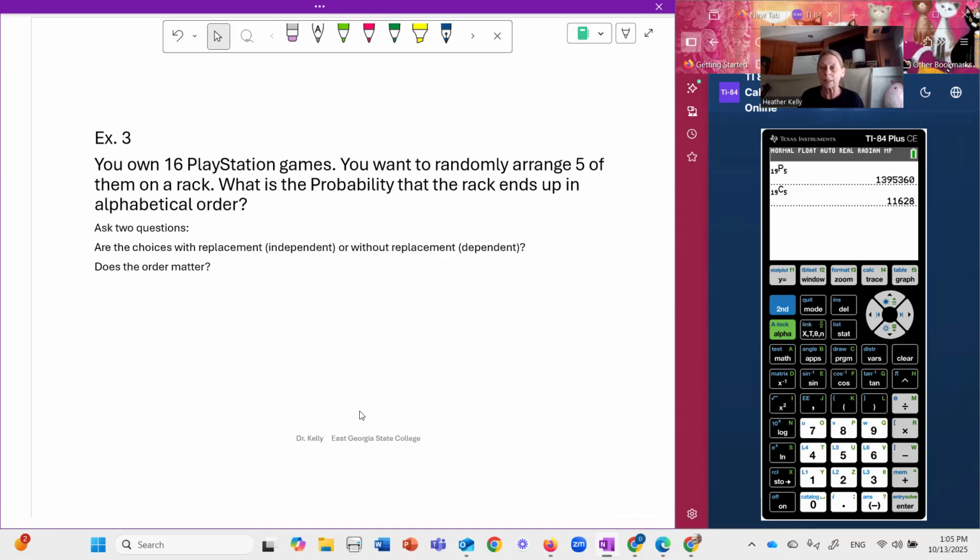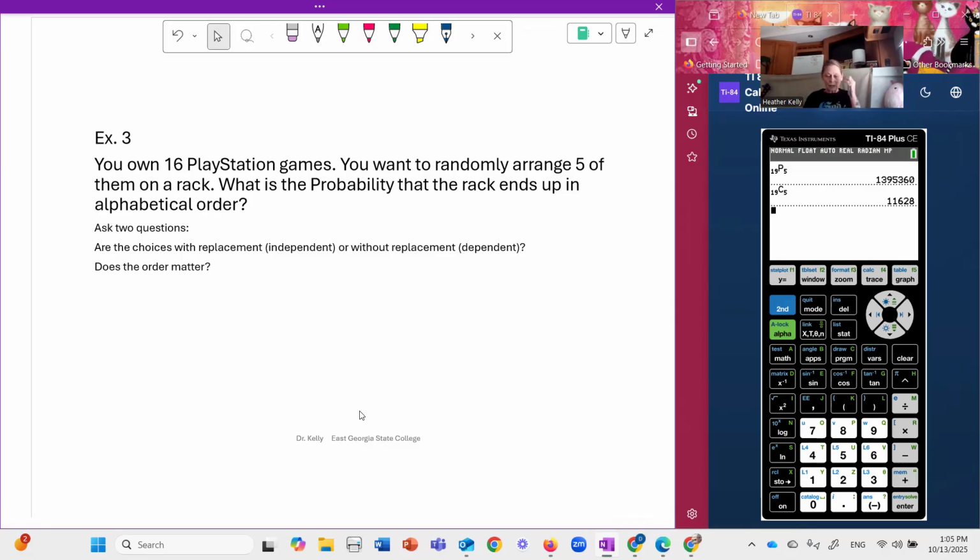You own 16 PlayStation games and you want to randomly arrange 5 of them on a rack. And we want to know what's the probability that the rack ends up in alphabetical order. You've got your games here and you're closing your eyes and you're pulling this one and sticking it on the rack and pulling this one and putting it in the next place on the rack and so forth 5 times. And the question is, what's the probability that when you open your eyes, all of those would be in alphabetical order? It sounds kind of crazy, huh?